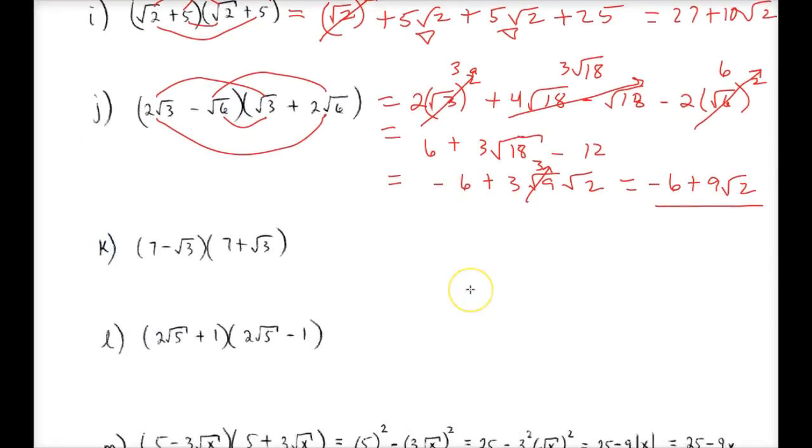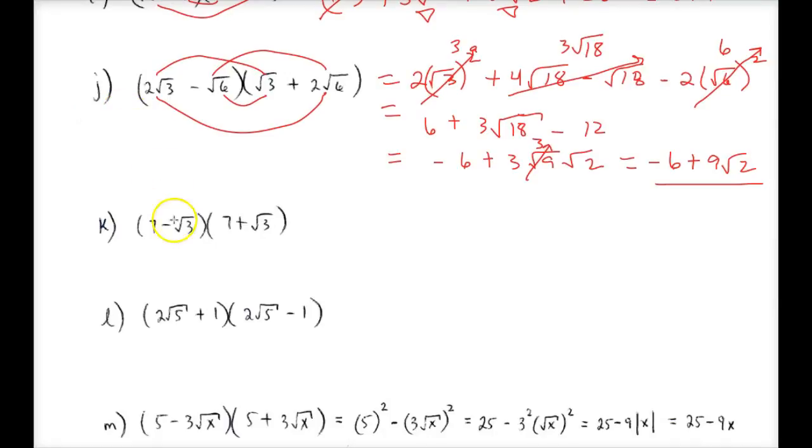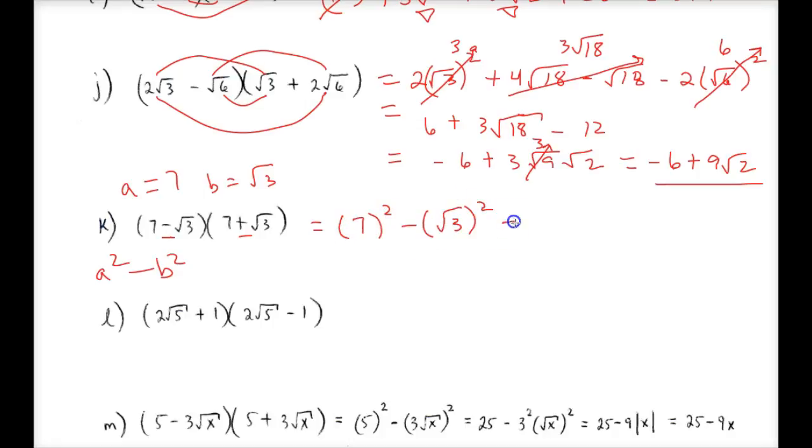For example K, notice that these are conjugates. So here we could take the shortcut route by letting A equal 7, B equal square root of 3, and just using the formula A squared minus B squared. So that will be 7 squared minus square root of 3 squared. And so 7 squared is 49. Square root of 3 squared is just 3. So we just end up with 46 as our answer.